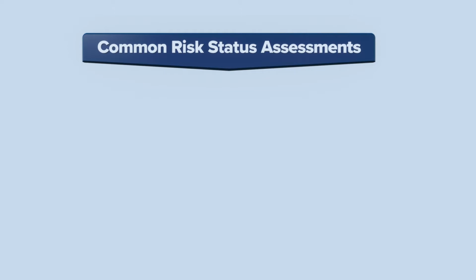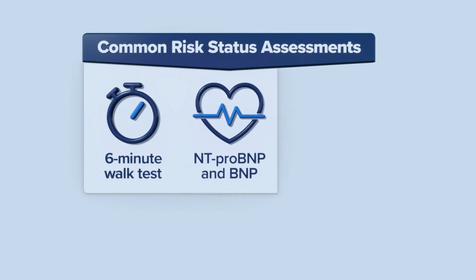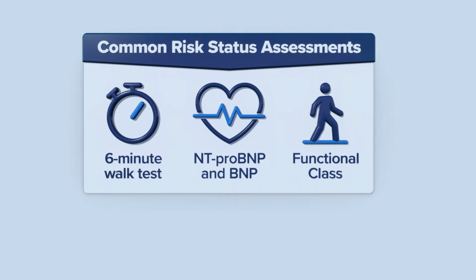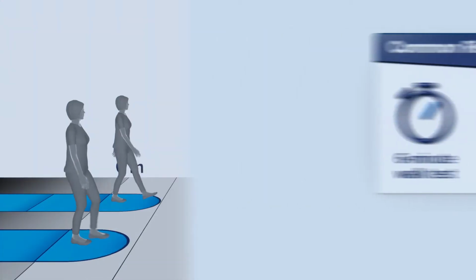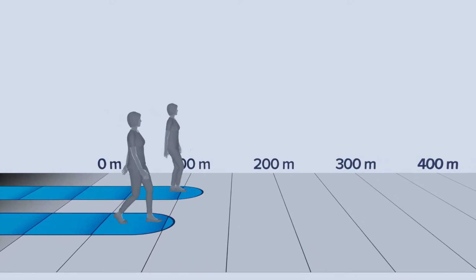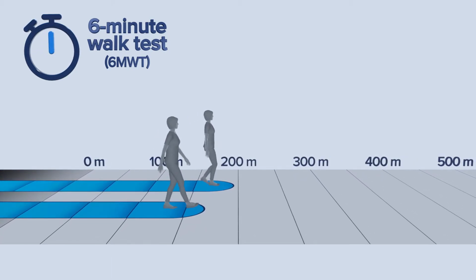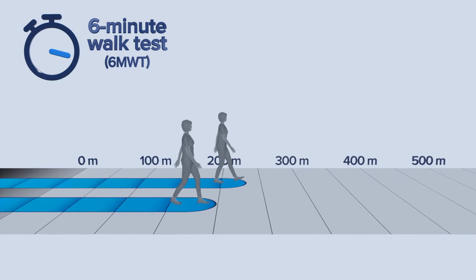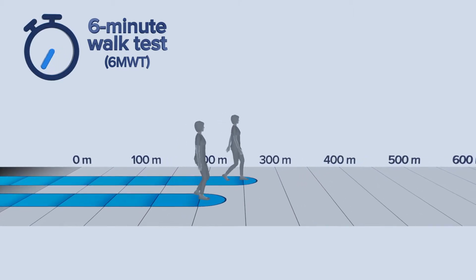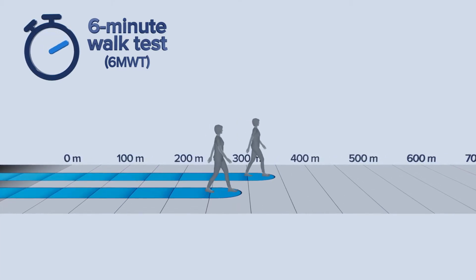Your doctor will look at a number of different factors to evaluate your risk status. 3 commonly used assessments are the 6-minute walk test, NT-proBNP and BNP, which are blood tests, and functional class. Let's consider each of these assessments a little more closely. You may already be familiar with the 6-minute walk test. It is a test to see how far you can walk in 6 minutes. Performing a 6-minute walk test at each doctor's visit provides an important view of your status over time. This helps your doctor assess whether your treatment might need adjustment.